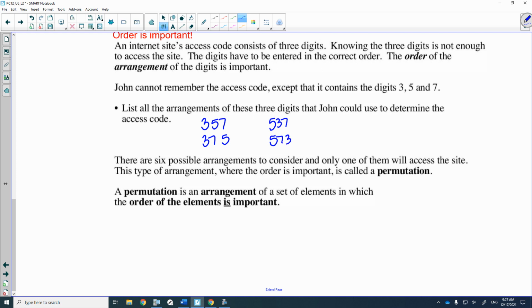If it started with a 7, his PIN number could be 735 or 753. When you're entering your PIN to get access to your money, it matters the order that you enter those digits. So a PIN number is actually an example of a permutation. Star this, it says a permutation is an arrangement of a set of elements in which the order of the elements or the order of the numbers is important.